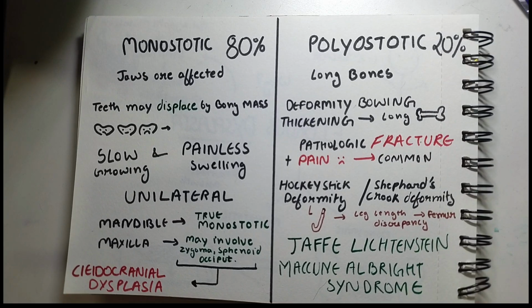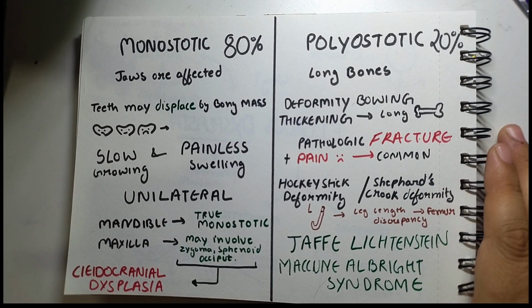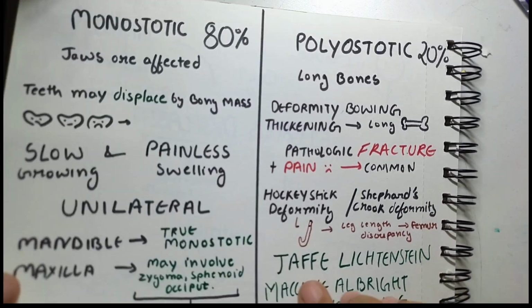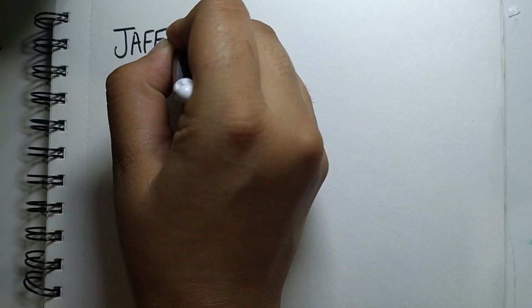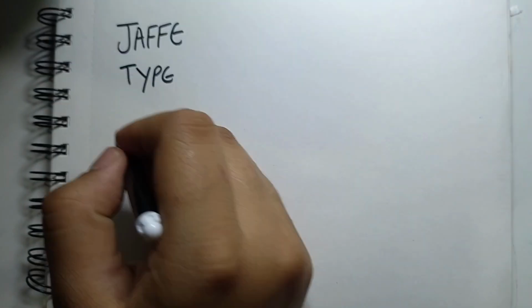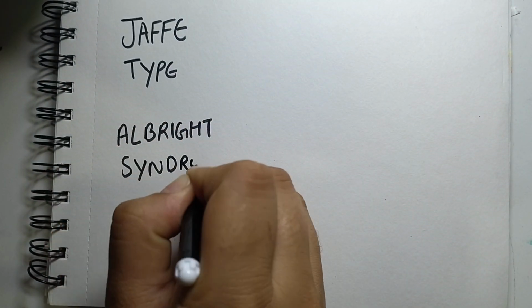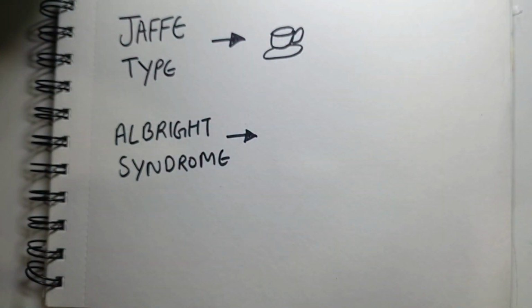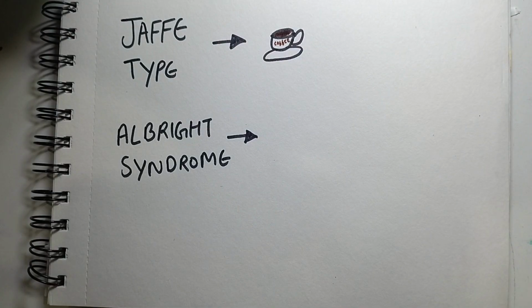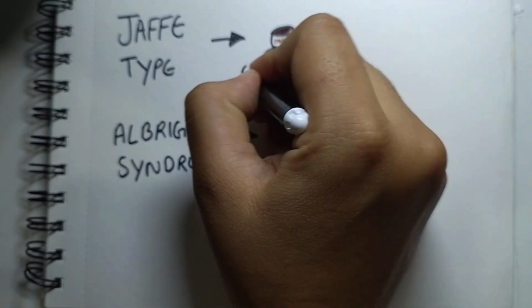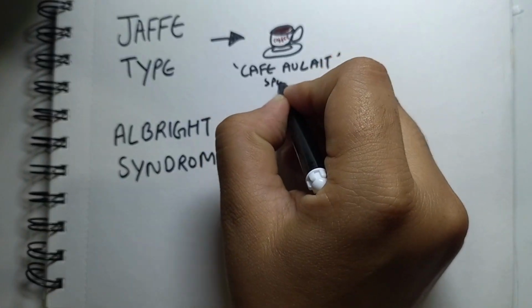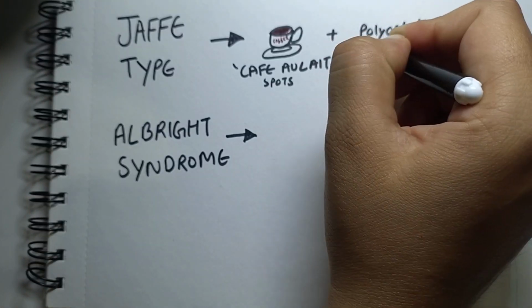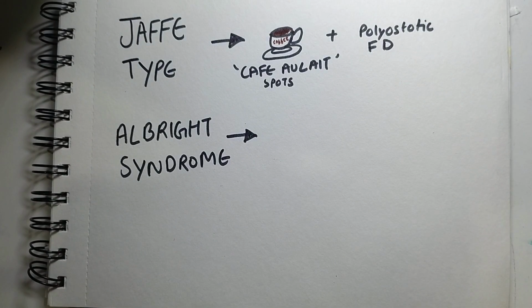So in the Jaffe type, there is polyostotic fibrous dysplasia with the café au lait spots or pigmentation. What is café au lait pigmentation? It is just coffee with milk looking pigmentation. It looks like coffee basically. So they named it café au lait.